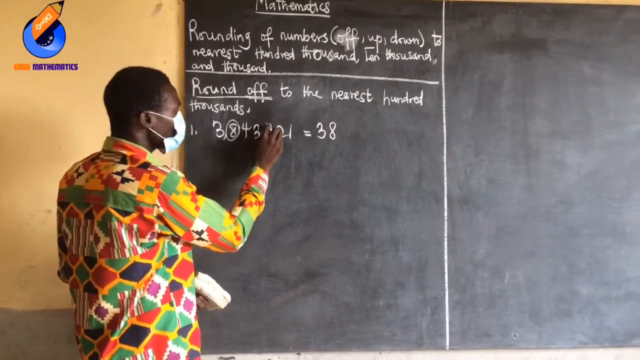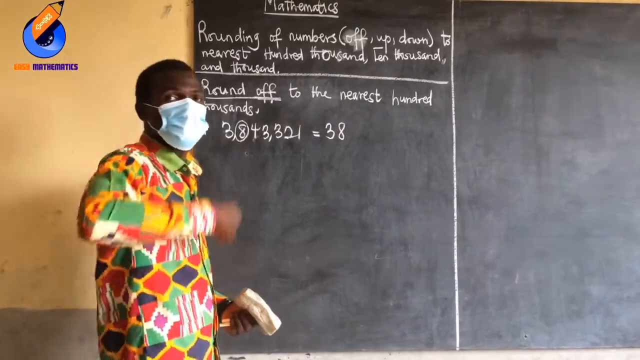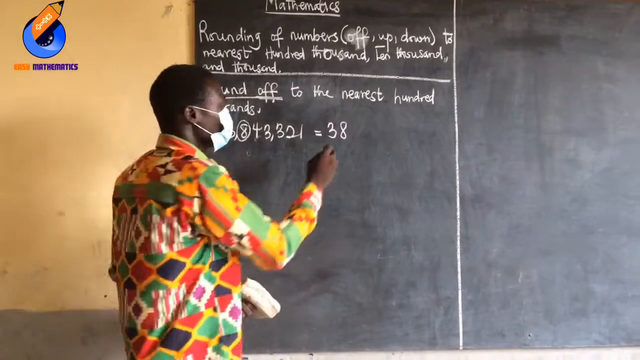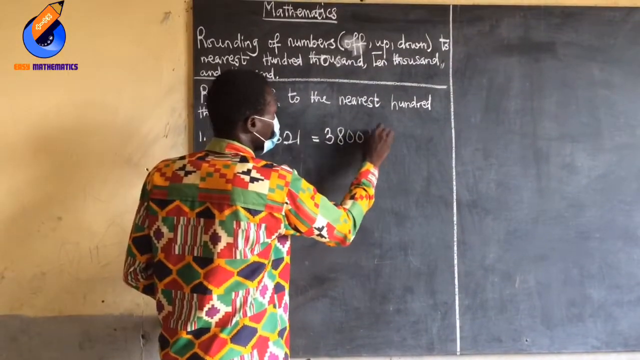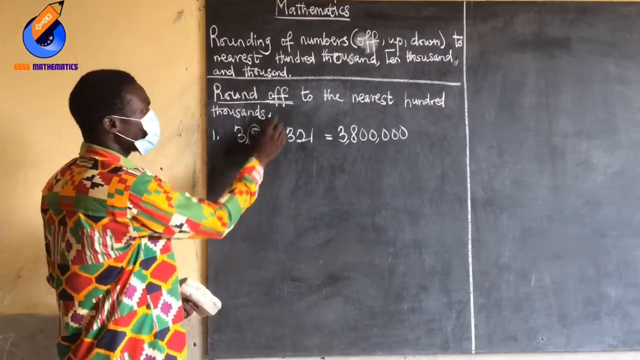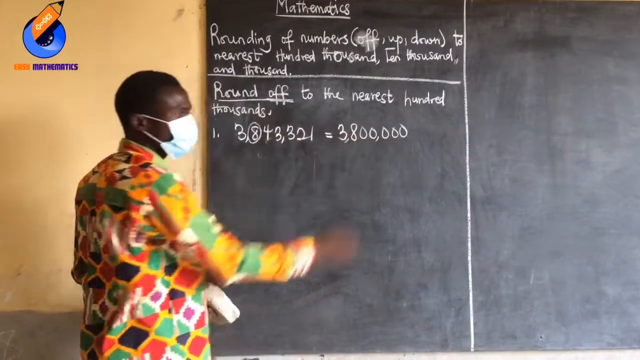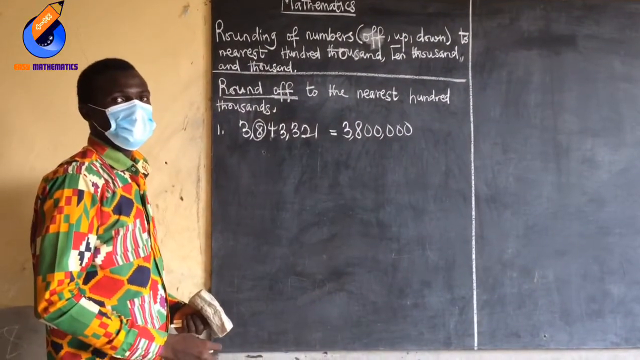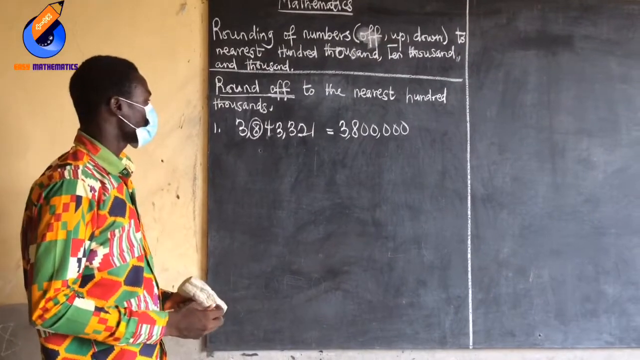Then 1, 2, 3, 4, 5, you replace them with zeros. So that will give me 3,800,000. I have rounded this number off to the nearest 10,000. To the nearest 100,000. Sorry.